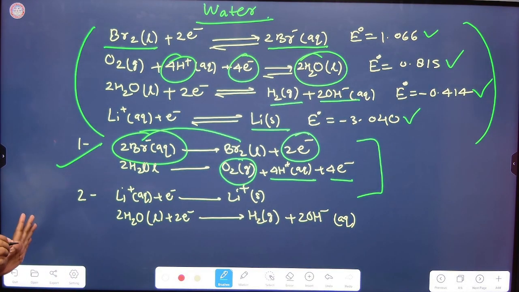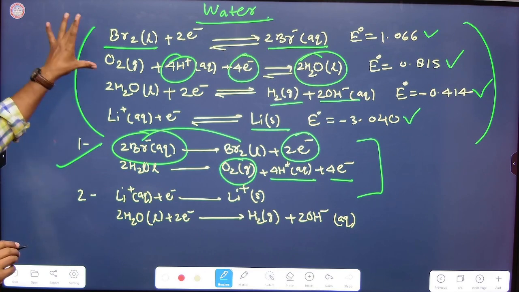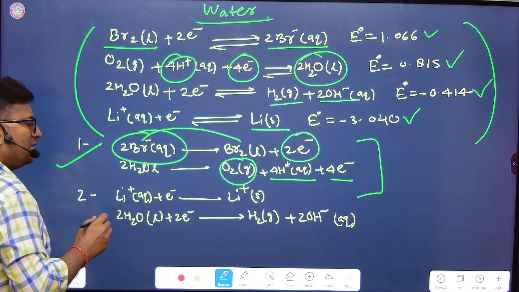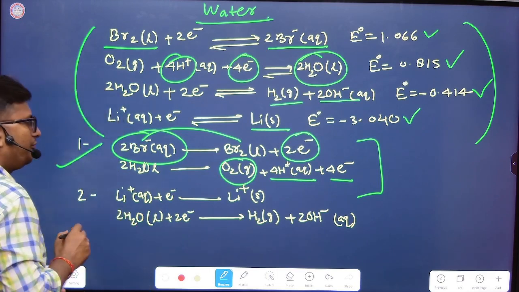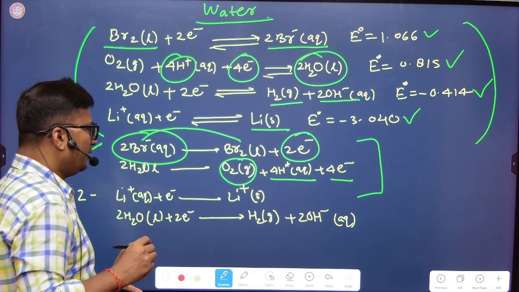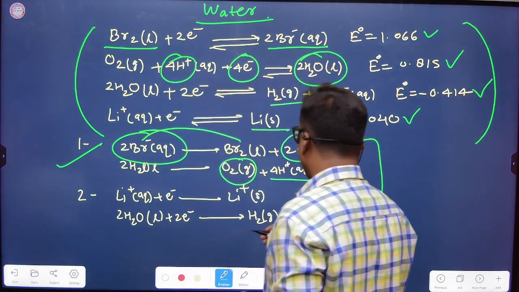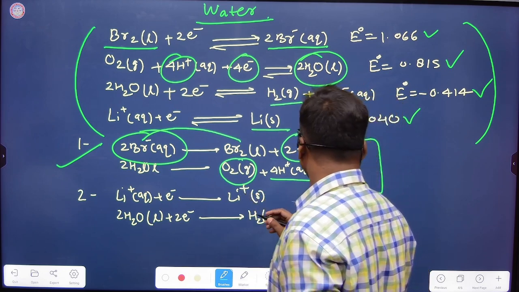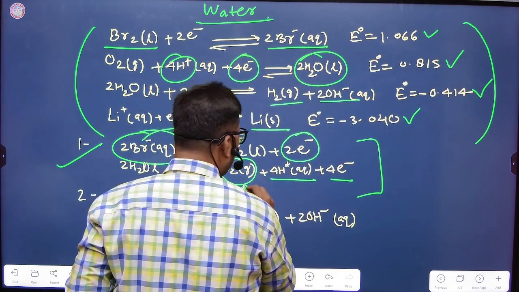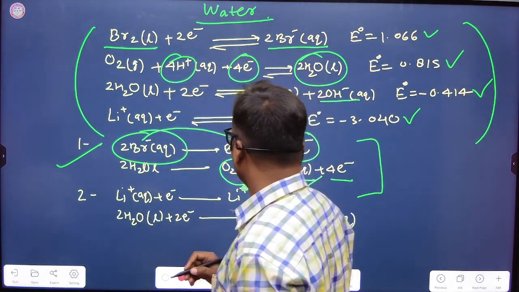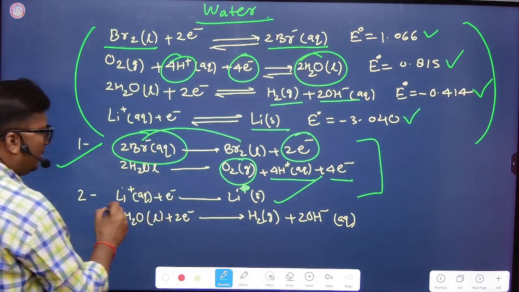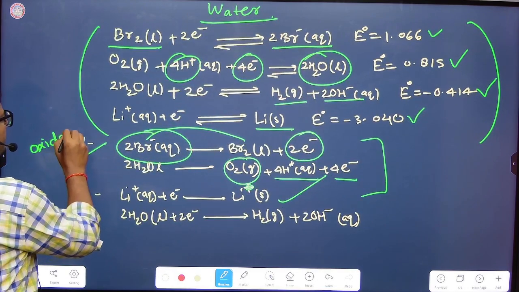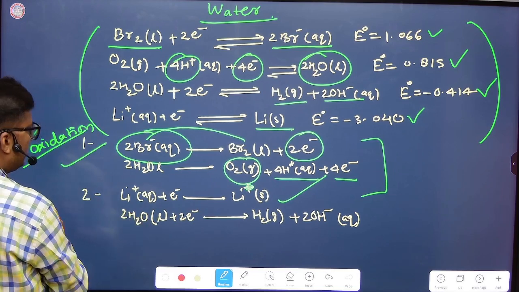Another possibility presents for these systems: lithium cation in aqueous form receives 1 electron from the external source of electricity, just from the cathode, and then it is converted back into lithium solid, right? So this is lithium solid. So this is also a reduction reaction. So this is the possibility of oxidation reactions, and now this is the possibility of reduction reactions.